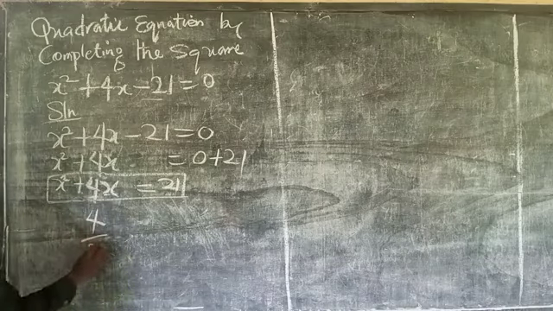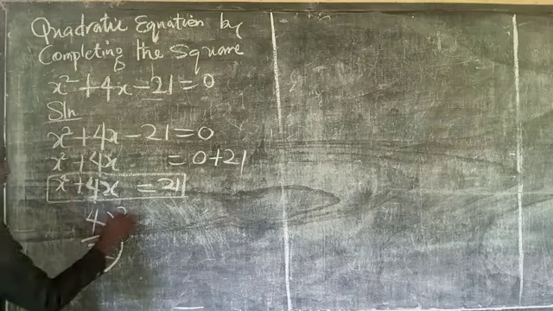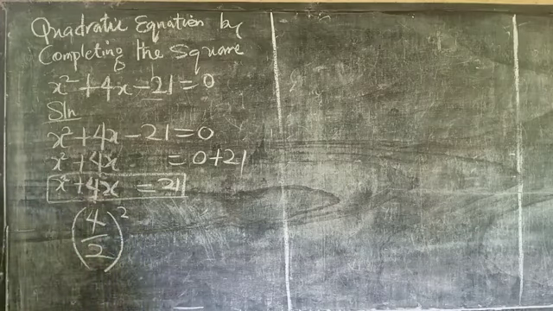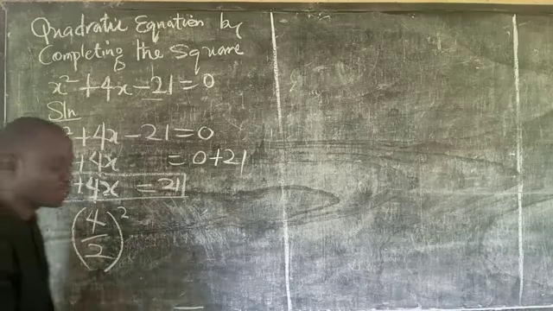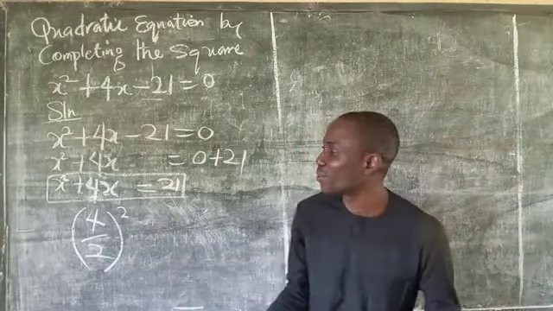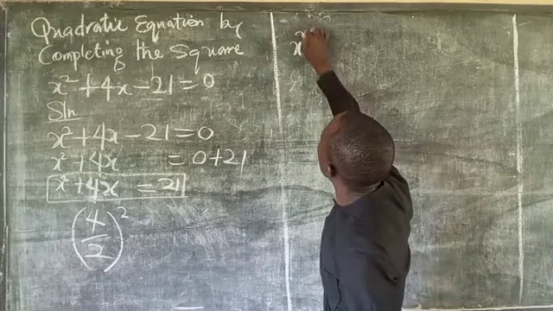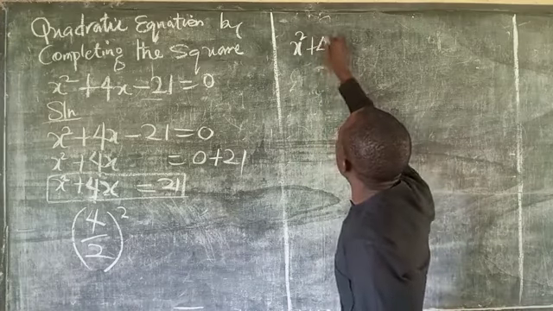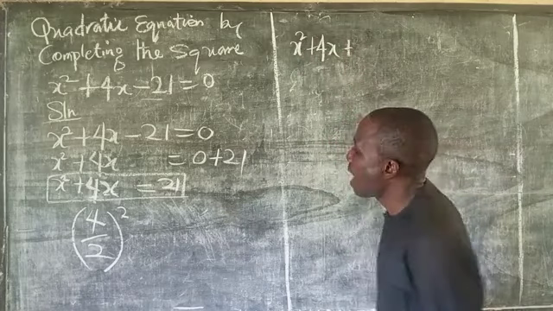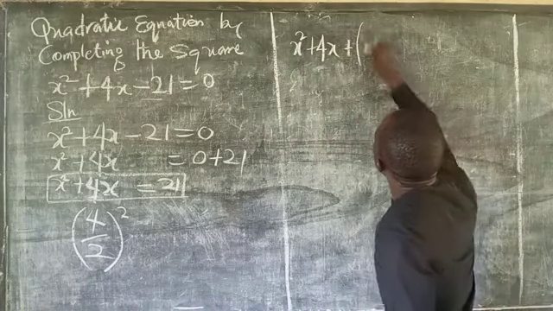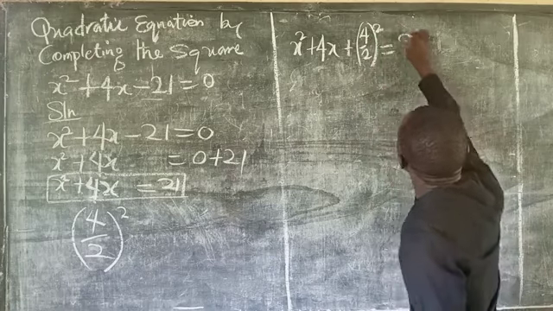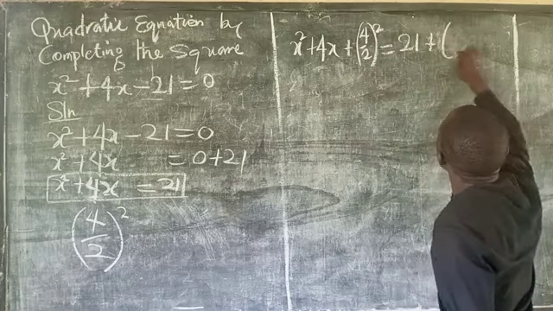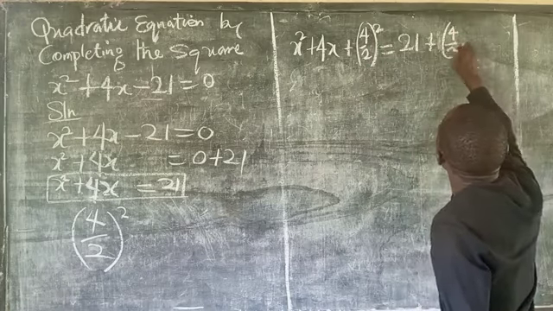So you divide it and square it. This is what we would use. When you divide it by 2, that is the half. Add the half of the coefficient of x, squared, to both sides. This is just to complete the square. We say x squared plus 4x plus (4 over 2) squared equal to 21 plus (4 over 2) squared.